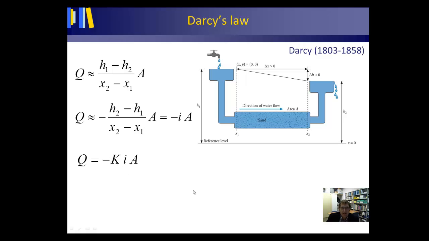And the hydraulic conductivity has to do with the material that we have placed in between these screens. If it's sand, or if it's loam, or if it's clay, etc., this will influence your water flow also. So K, we call it the hydraulic conductivity, and it has a unit of meters per day.